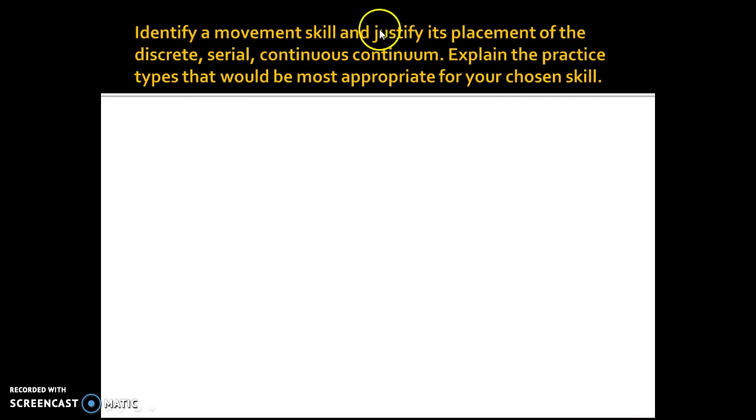First one: identify a movement skill, justify its placement on the discrete, serial and continuous continuum. So this is a singular movement skill. It's saying identify one movement skill. When you've got the skill, can you then justify whether it's a discrete, a serial or a continuous skill? You do not say define discrete, define serial, define continuous. If it wants you to do that, it will say describe discrete, serial, continuous skills, use a supporting example. It doesn't say that. One movement skill, justify its placement on that continuum.